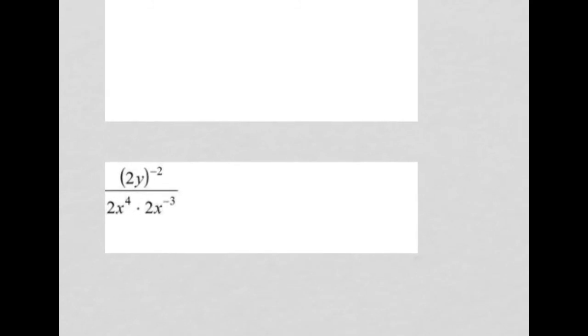Let's do one more. This is number 4 on your worksheet, in case you were curious or lost. So we're going to start by looking for our zero exponents. We don't have any zero exponents. So then we're going to start by eliminating the parentheses. I have this -2 on the outside that I now need to apply to everything on the inside. So my 2 becomes 2 to the -2. My y becomes y to the -2.